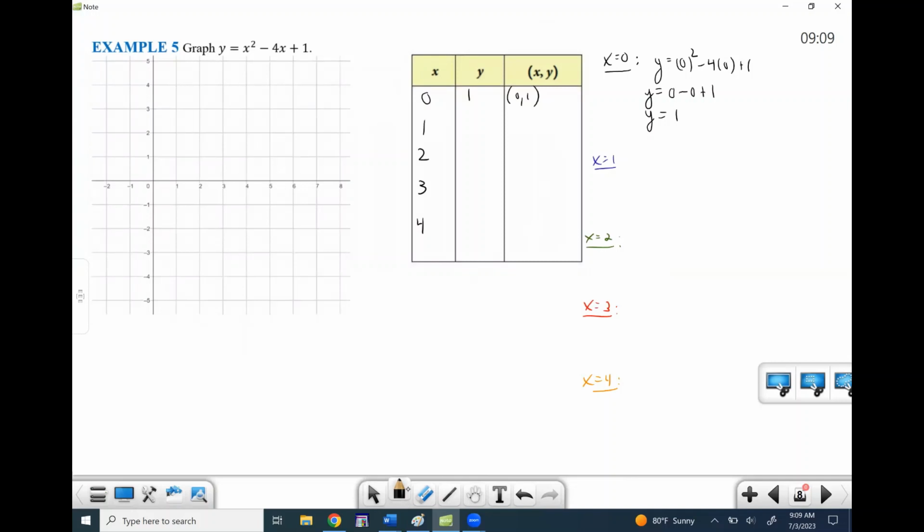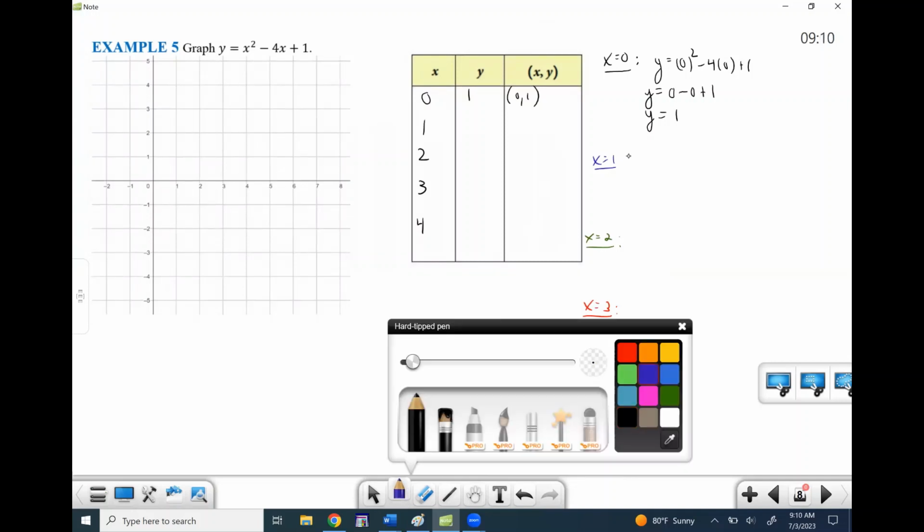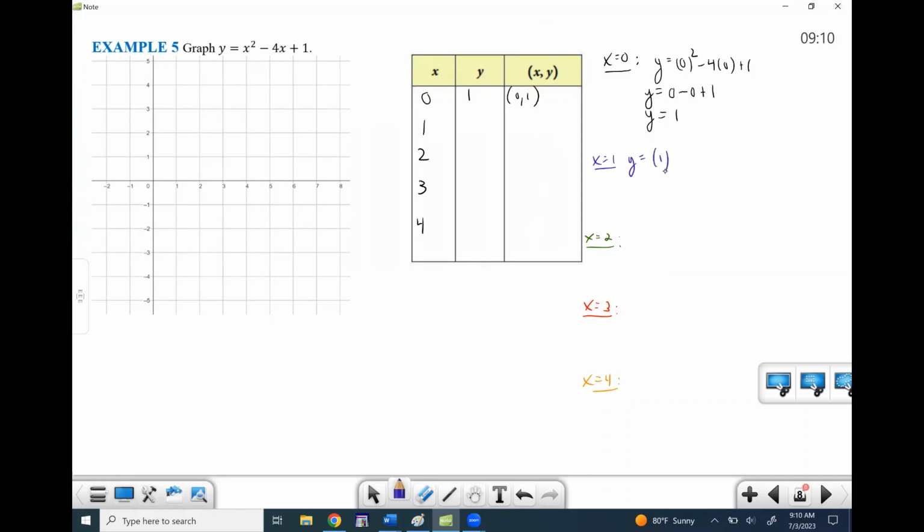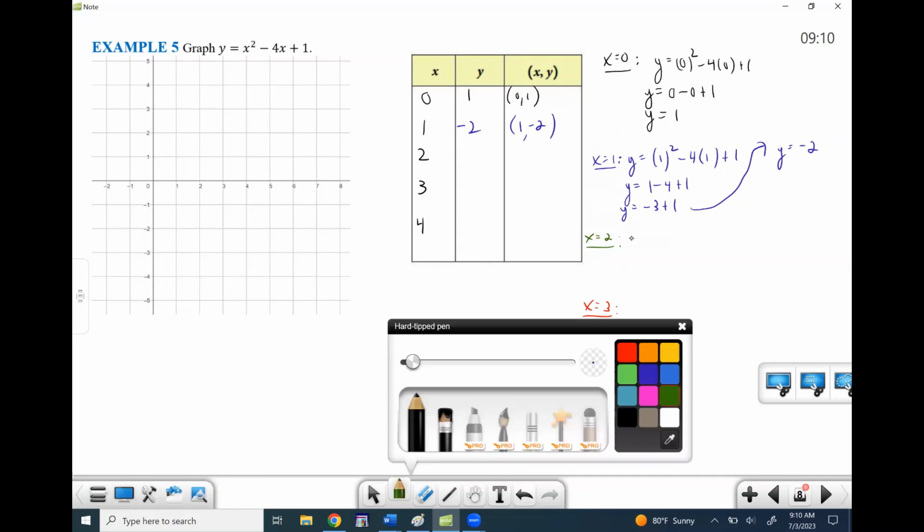All right. So now we're going to pick x equals 1 and plug that in. So y equals 1 squared minus 4 times 1 plus 1. So we're going to get 1 minus 4 plus 1, which is negative 3 plus 1. And so that's going to get us, I'm just going to come up here, you guys, negative 2. All right, so we got 1, negative 2.